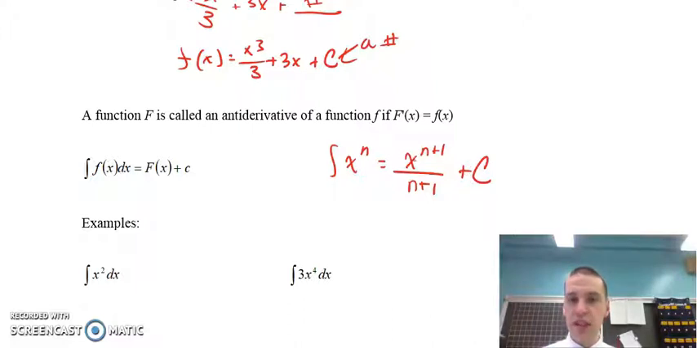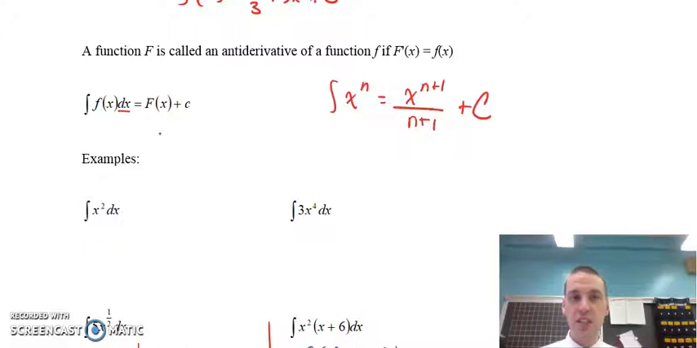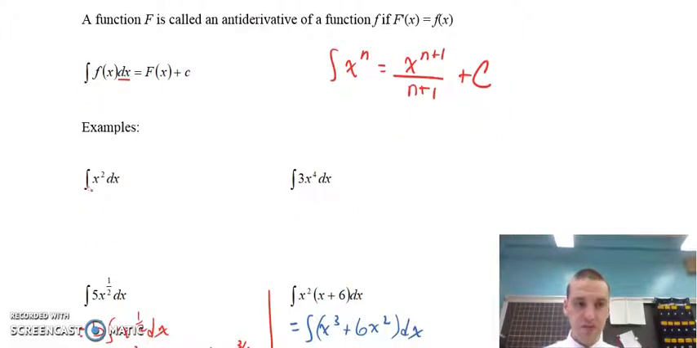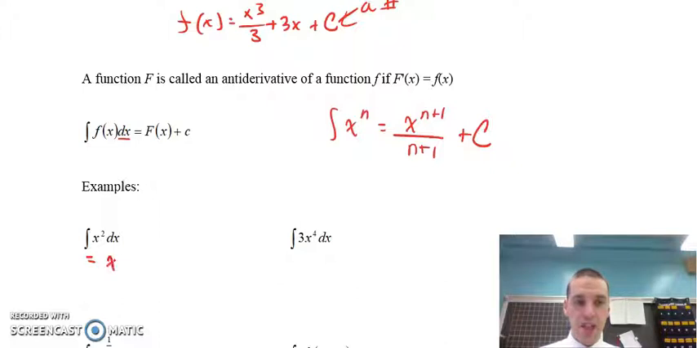So the power rule: x to the n plus 1 divided by n plus 1, all added to a plus c. This dx right here tells us what we are taking the integral with respect to. It's the same idea as when you did d over dx, this is taking the integral of that. So the very first example equals x cubed, add 1, divide by the n plus 1, 2 plus 1 is 3, plus c.